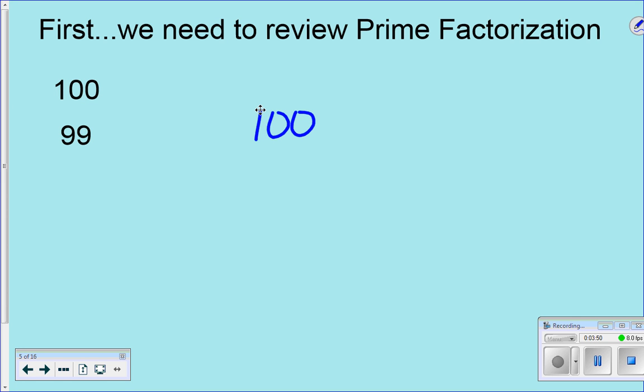So here's the deal. 100. I could do 10 and 10. What else could I do? 25 and 4, 50 and 2. 50 times 2. Okay, what I want you to do is pick what you are most comfortable with, and make the factor tree starting however you want. So maybe Hunter picks 2 and 50. Maybe Jacqueline picks 10 and 10. So everybody do the factor tree for 100. You choose which way you want to start.